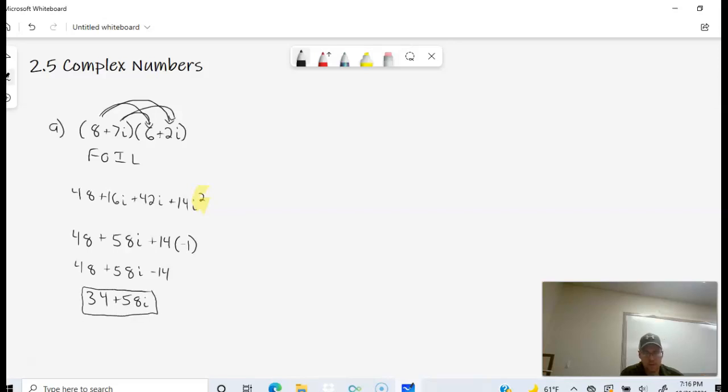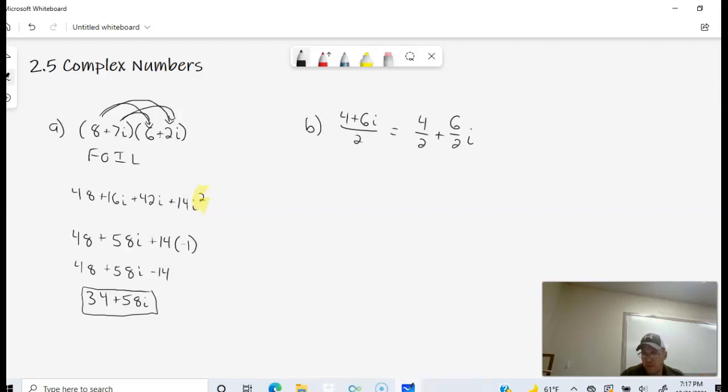Alright, nothing crazy. We just got to take our time, catch all those i squareds, and make sure we take care of them. Let's look at a division one. So I've got a complex number 4 plus 6i over 2. Alright? When it has a single term denominator, I can just break those apart. That's the same thing as 4 over 2 plus 6i over 2.